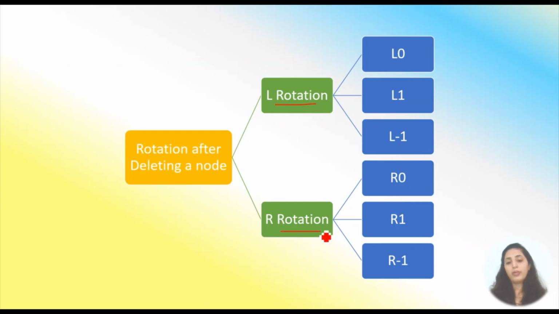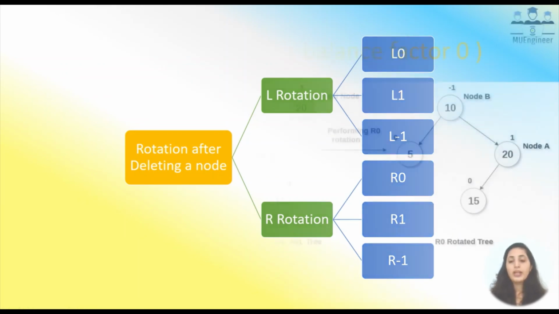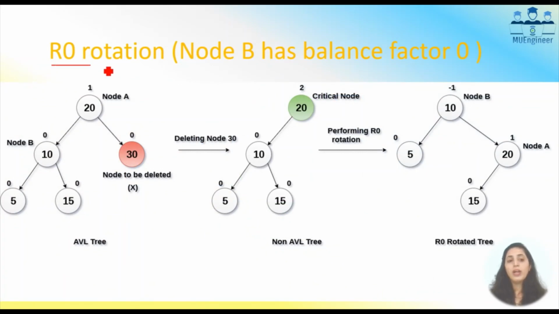That is L rotation or R rotation. L rotation is of three types: L0, L1, L minus 1, and R rotation is R0, R1, R minus 1. Okay, so what exactly we are doing in R0? So after deleting a node from the right side, your root node is having a critical node, getting improper balance factor, and in that case the left child of your tree, if it is having balance factor 0, then I'm applying R0 rotation. What I'm doing, I'm just moving the critical node to the right side.